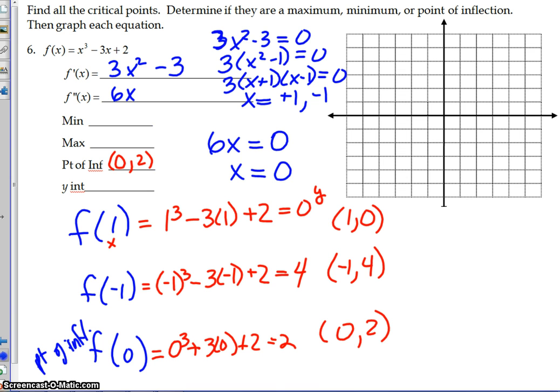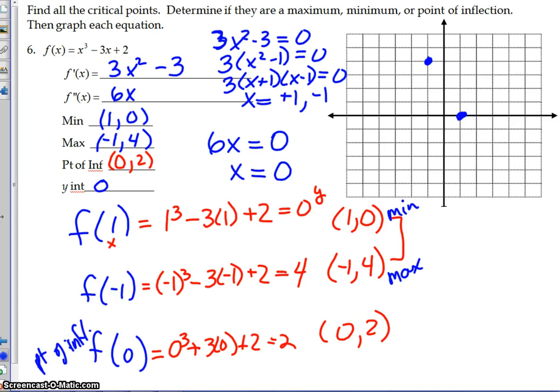So what does that mean? How do we know which one is the max and which one is the min of these? Well, if we graphed them, (1, 0) would be right here, and (negative 1, 4) would be right here. Which one looks like the max? I'm thinking this one looks like the max because it's definitely higher on the graph, which means this one would have to be my min. So then we can just write those in. Whichever y is lowest is going to be your min, whichever y is highest is going to be your max, and your point of inflection should be halfway in between.